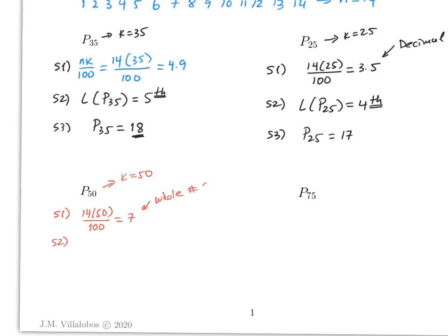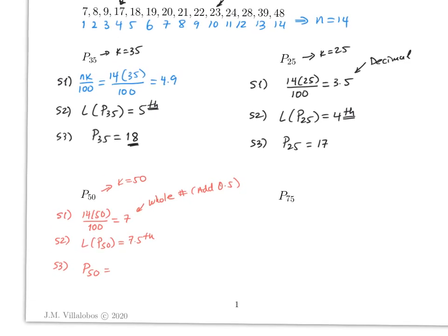So remember, if you get a whole number, you have to add 0.5. So therefore, the location of P50 is going to be the 7.5 location, which means you need to add location 7. What is location 7? It's 20 plus location 8 and divided by 2. Remember, this is the 8th location, this is the 7th location, and you divide by 2, this is equal to 20.5. So this is the 50th percentile.